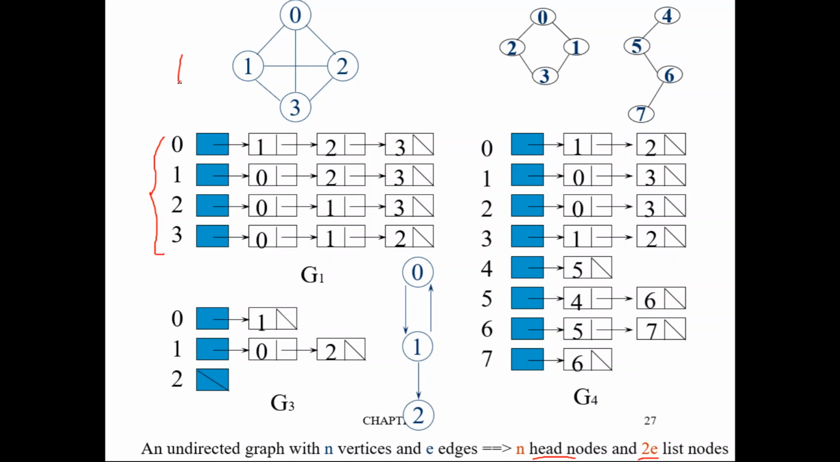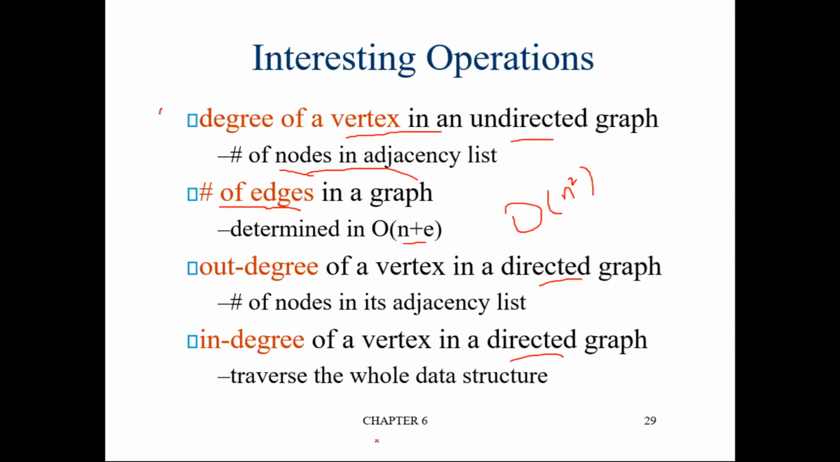In this case E is 6, so you have 12: 1, 2, 3, 4, 5, 6, 7, 8, 9, 10, 11, 12. This is only for an undirected graph. Are you getting it? Okay, fine. So these are the observations, right? And the out degree of a vertex in a directed graph, for any vertex.